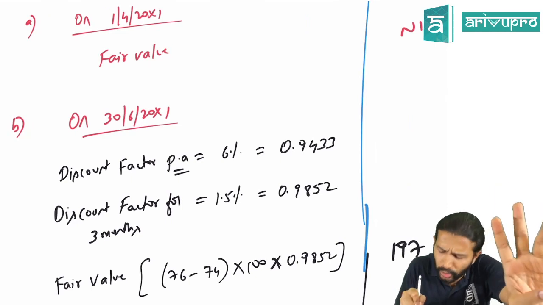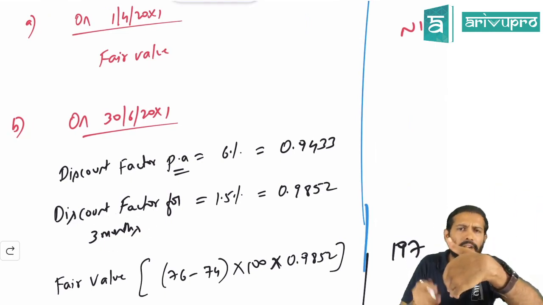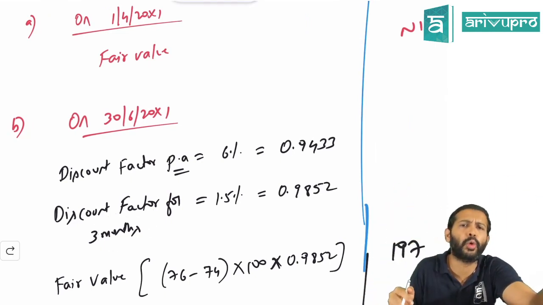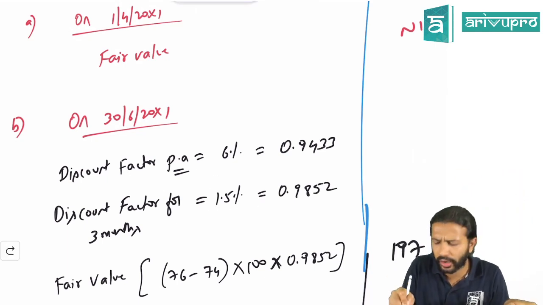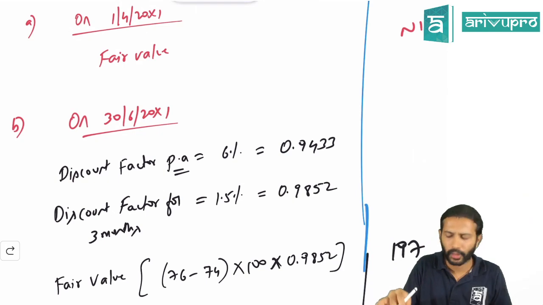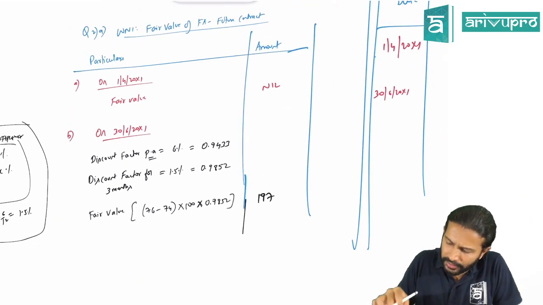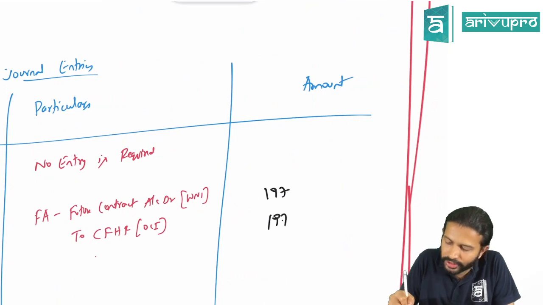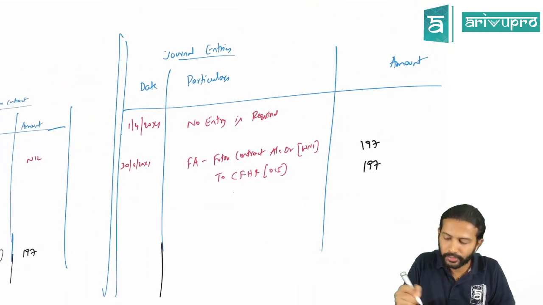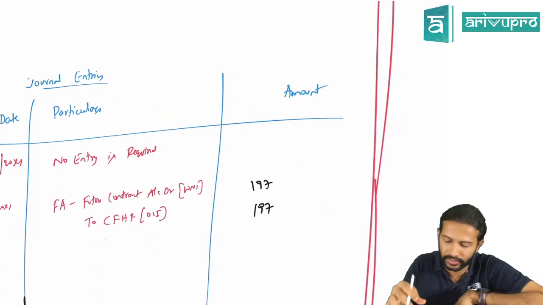We require the discount factor only for 3 months because the contract will end in another 3 months. But they give it for the whole year. So I need to prorate and find out the interest for those 3 months. Accordingly, I'll be able to get the discount factor. That's it. So I will pass this journal entry for 197 rupees. That is the gain which I'll record.